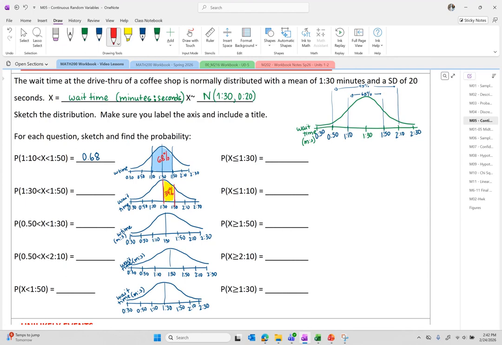Remember that the normal distribution is symmetric. Symmetric means whatever happens on the right of the mean will happen to the left of the mean. So the answer here will be 0.34. From 050 to 130 will be 2 standard deviations below the mean to exactly the mean.